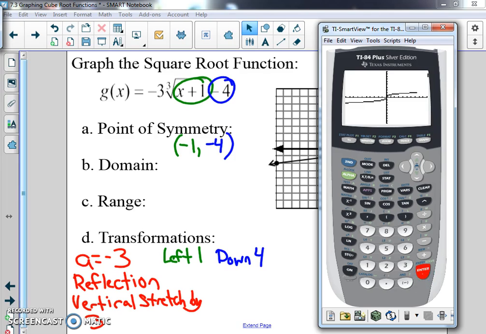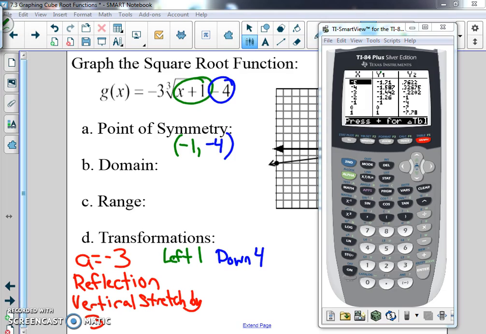We see our first function, our parent function, and then we see the second function here, the g of x, the transformed function. Starting high, finishing low. We see our point of symmetry at negative 1, negative 4, representing the vertical and horizontal transformations. At this point, let's go ahead and find some other points that we can graph. Go to second graph. Again, we're going to ignore our y1 column here. That was from our parent function.